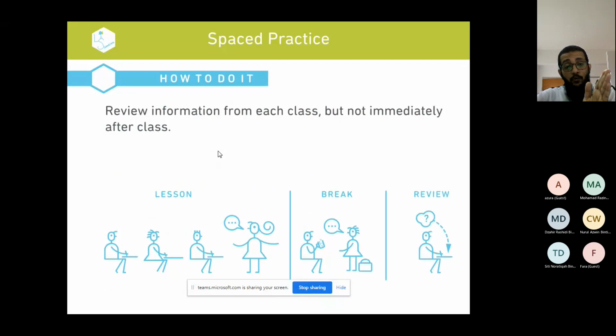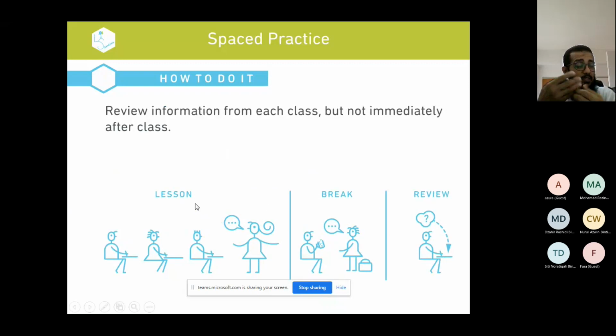So you review the information from each class, but not immediately after the class. This is another thing. When you have spaced practice, you take the lesson here. Please follow up with the illustrations on the same slide. Here you have a lesson on the left, and then you have a break, and this break could be in the same day in the night, or maybe the next day. Then you do a review. This is the first spaced session you have for your lesson.